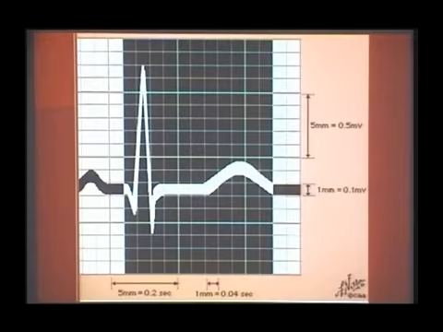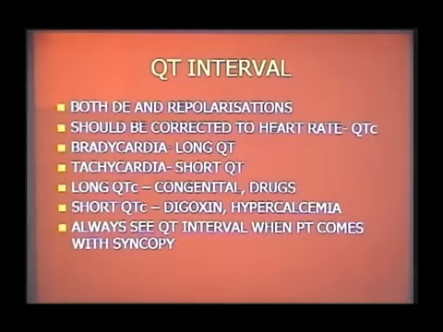So the QT interval is usually measured in lead AVL. In lead AVL, you measure the QT interval from the beginning of the QRS complex to the end of the T wave. This is my QT interval. So the QT interval represents the combination of entire depolarization and repolarization.